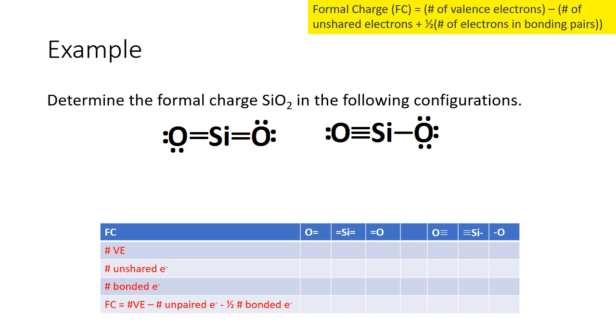So the number of valence electrons is the number of valence electrons on the element. The number of unshared electrons is just things that are not bonded, and the number of bonded electrons obviously is how many electrons you have in bonds, and then you're going to do the equation. Please take a moment to fill in the table for yourself, and the answer will be on the next slide.